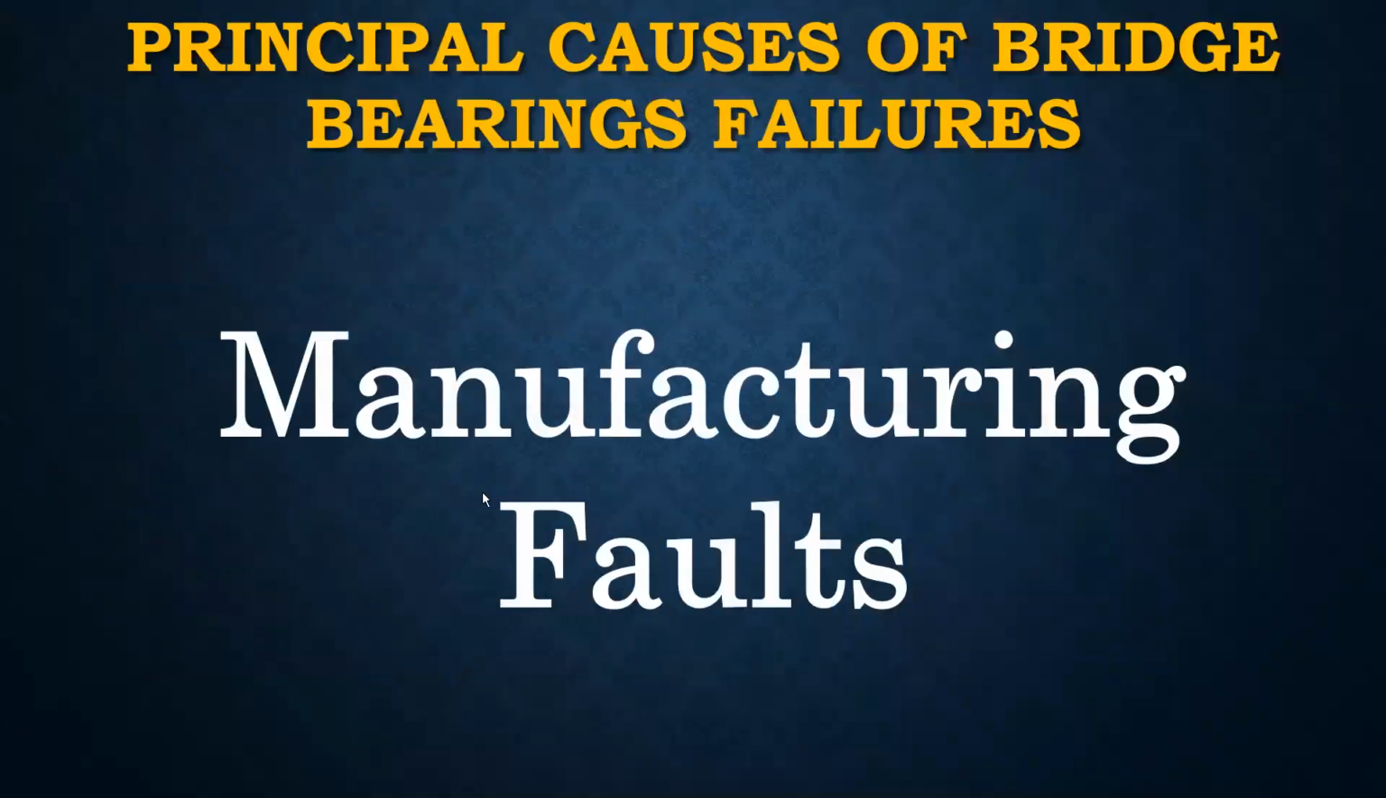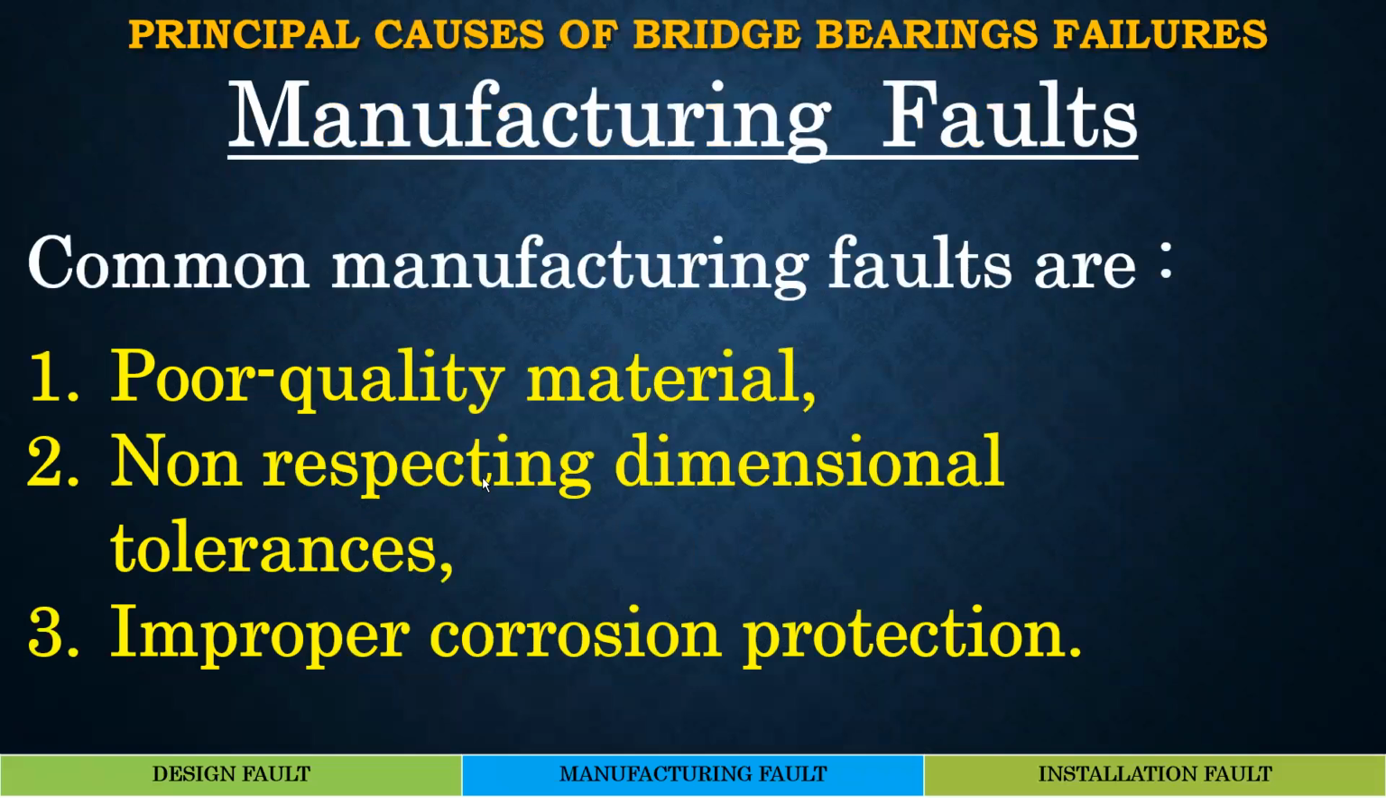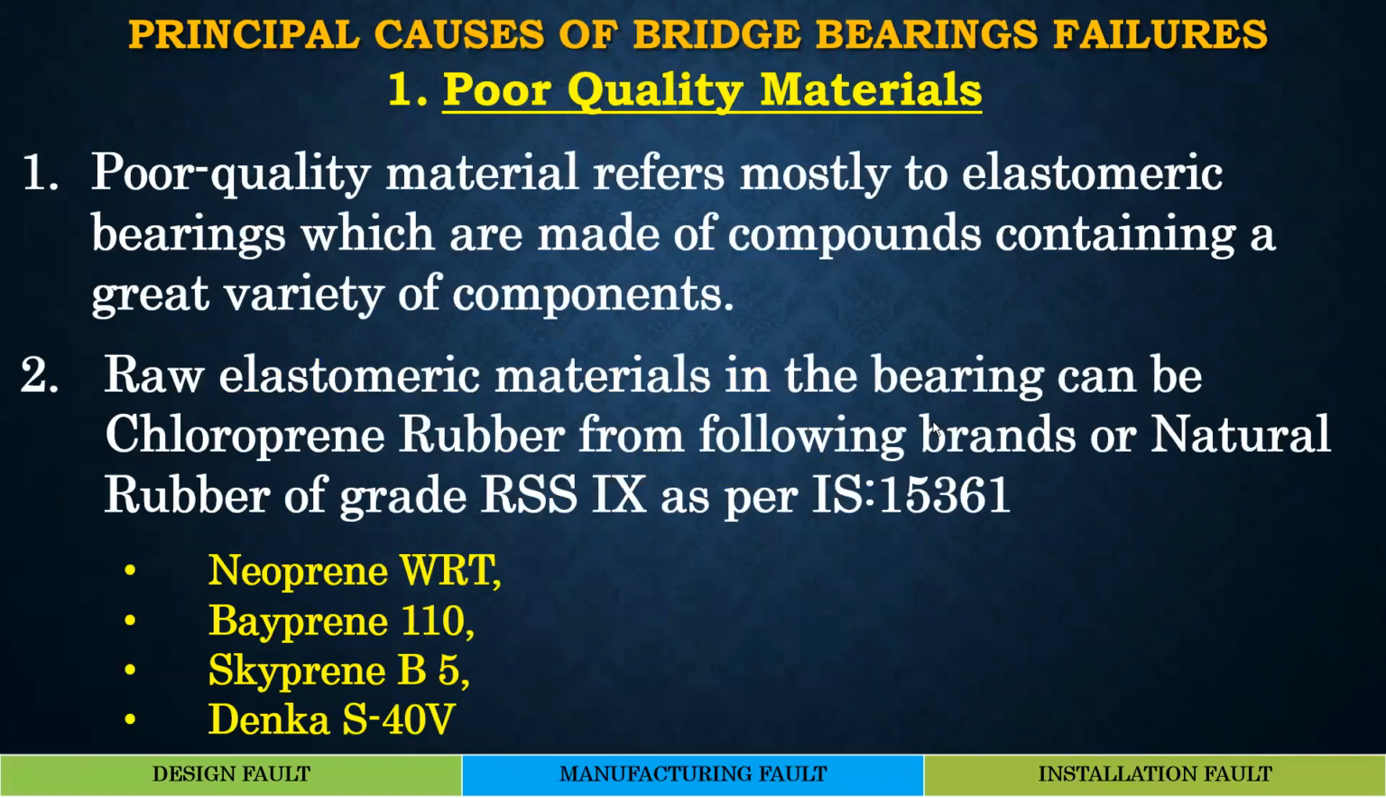Now let us come to the second part, which is the manufacturing fault that causes bearing failure. Manufacturing fault can be because of poor quality of material, non-respecting of dimensional tolerance, or improper corrosion protection. Poor quality of material refers mostly to elastomeric bearings, which are made of compounds containing a great variety of components. As far as metallic bearings are concerned, the quality issues of the material per se do not really come into the picture.